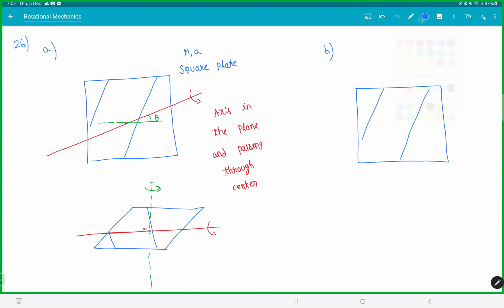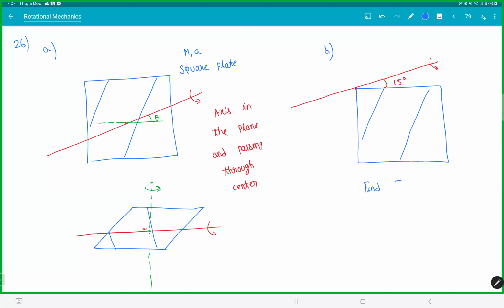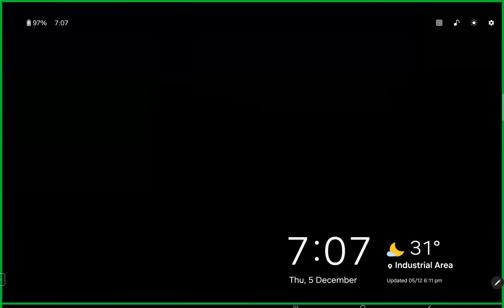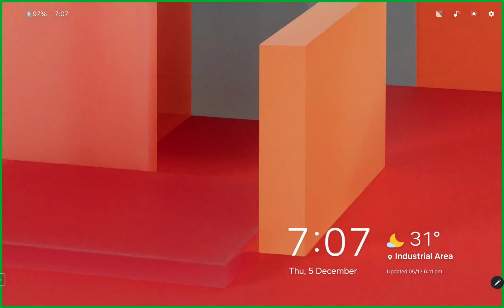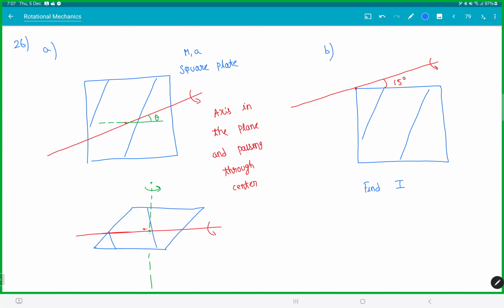Same thing if you have a square plate, but this time the axis is from the corner and it makes 15 degrees. Find the moment of inertia. Let's get them both. Okay, right, Purusha. Get the next one also.